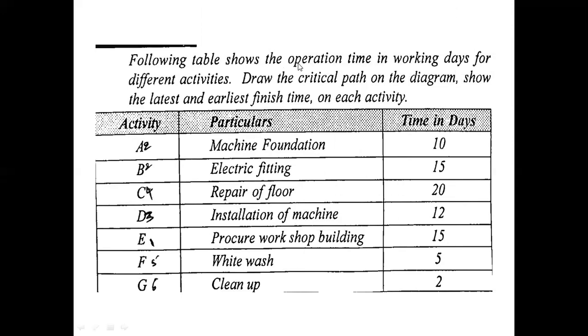Following table shows the operation time in working days for different activities. Draw the critical path on the diagram. Show the latest and earliest finish time on each and every activity. So here they have given some activities A, B, C, D, E, F and G. And they have also given some particulars, and also each and every activity's time duration in days.